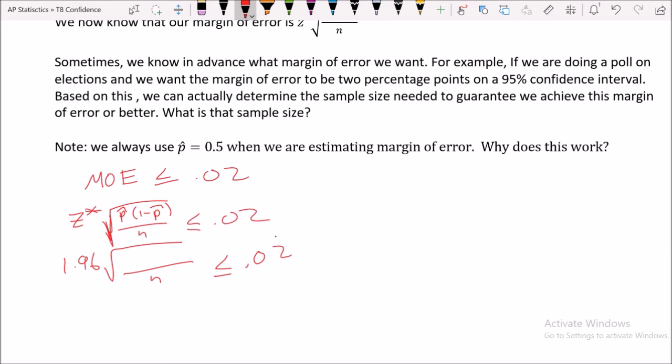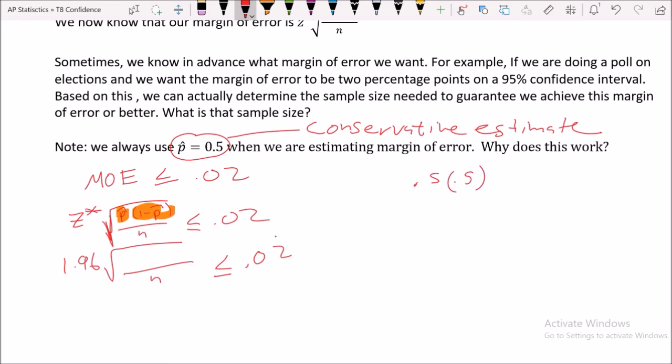Well, with p hat, we're going to use 0.5, and here's why. We know that these two values up here, p hat and 1 minus p hat, have to add up to 1. And we're going to do what's called a conservative estimate. You'll see that a lot of times written in questions. A conservative estimate. So if I choose 0.5 times 0.5, those two values multiplied together come out to be 0.25. Well, what's the significance of that?